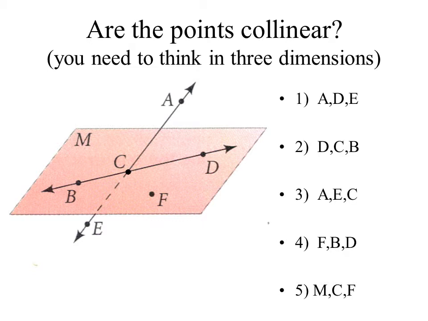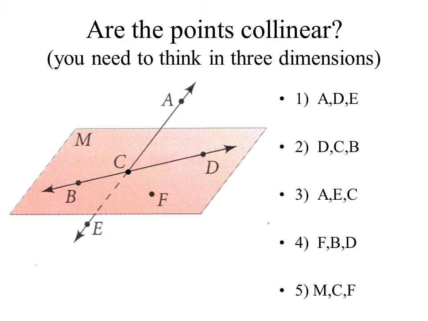So let's take a look at another example. Are these points collinear? So you need to think in 3 dimensions. Think of this plane M as a piece of paper, and think of line AE as a pencil that you kind of jammed through the center of the paper, where point A would be above the paper and point E would be below the paper. And then line BD is actually on the plane itself, so lying on the piece of paper.